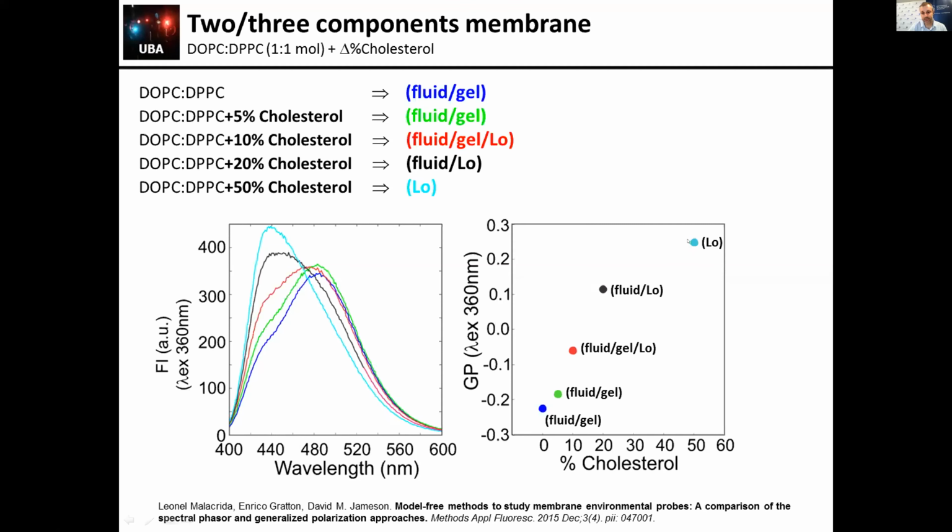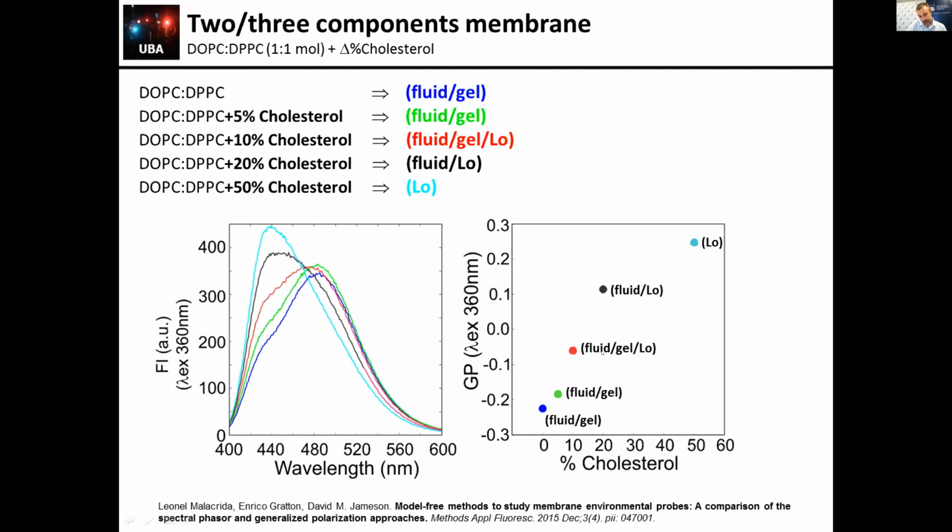So if we took this and we calculate the GP, we get a point. Okay, perfect. This is the point, very high GP. Then we can start adding cholesterol and make the system more complex, because after a certain amount of cholesterol, we will have liquid order. So in some situations, we will move completely to liquid order, or we will have liquid order, fluid, or the three components.